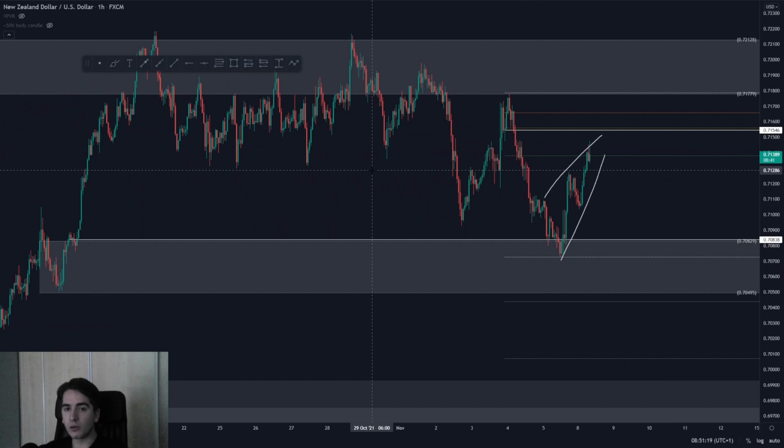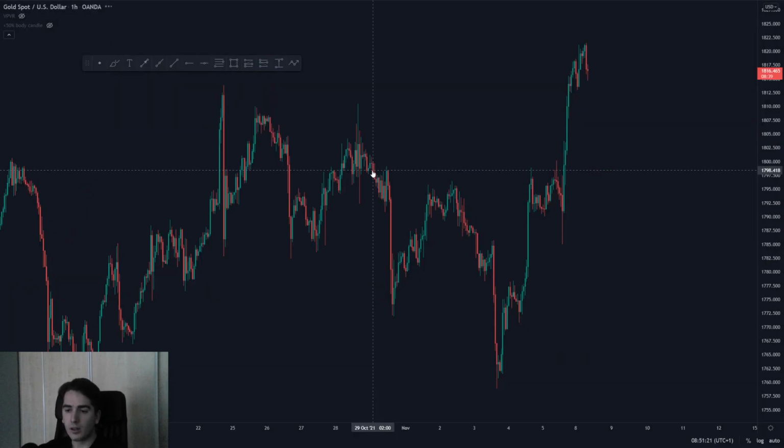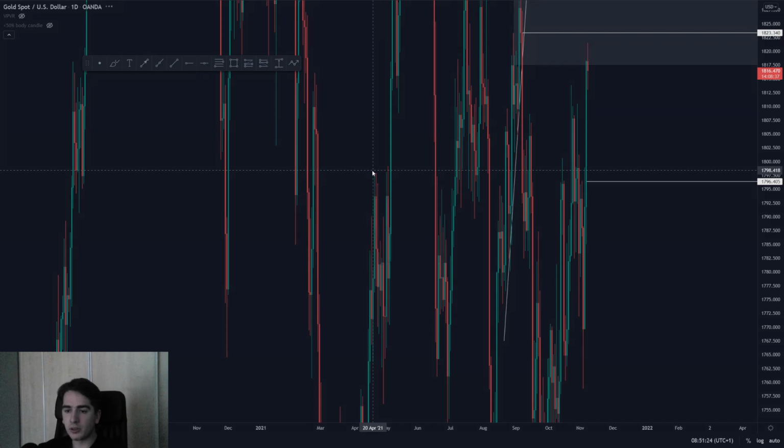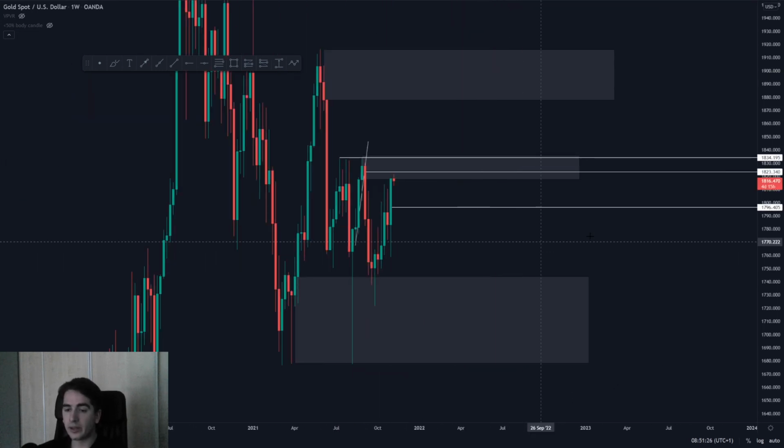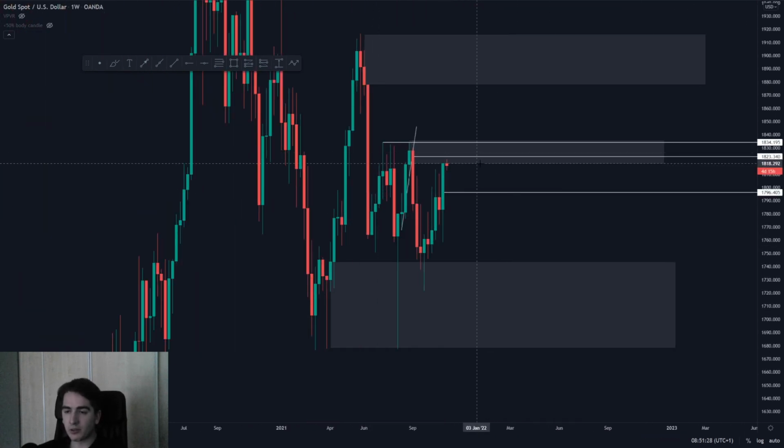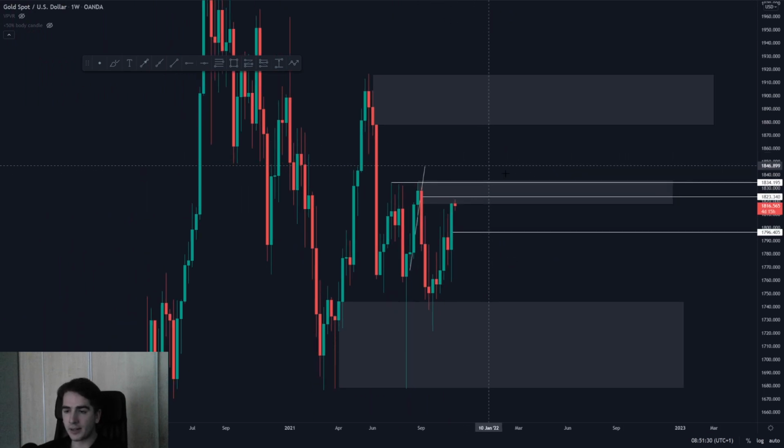So yeah, let's head over to gold, our last pair. And gold, guys, what an absolute beauty. Called this level last week on the weekly. As we can see, currently rejecting this area of weekly supply.